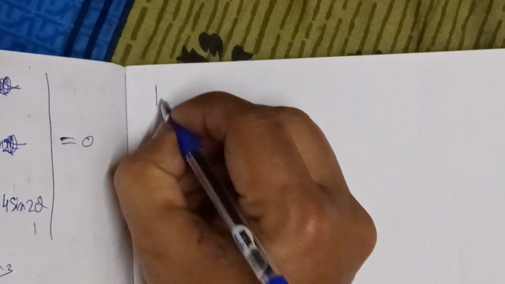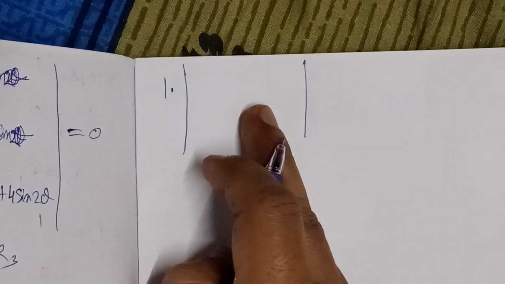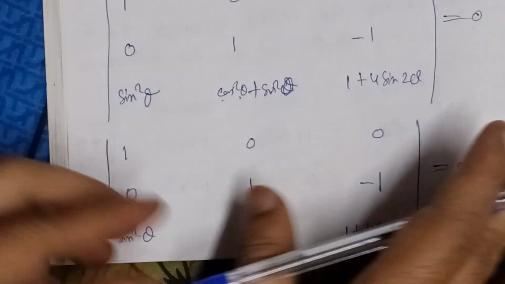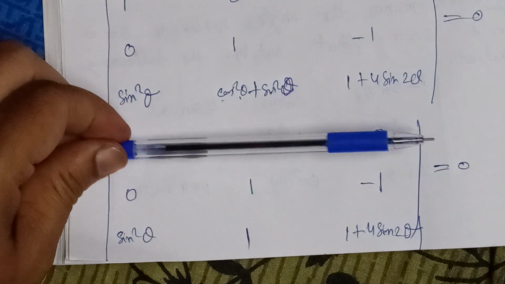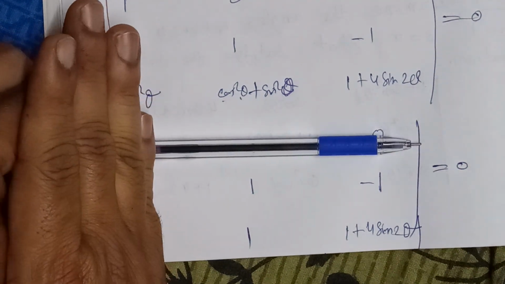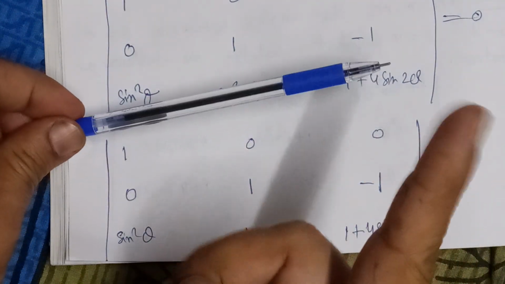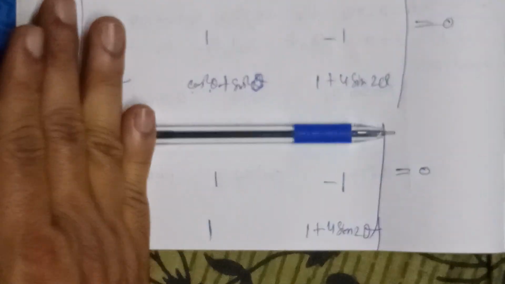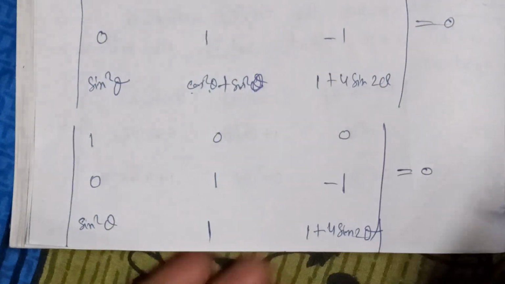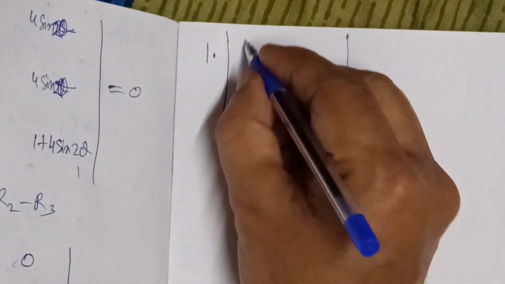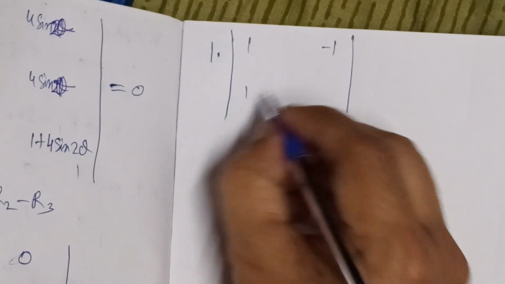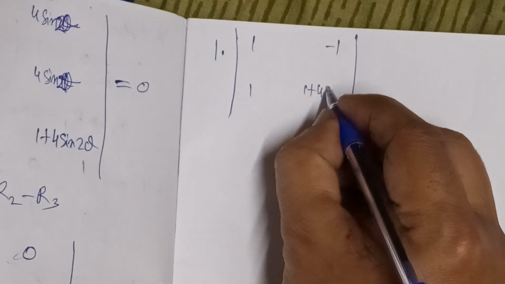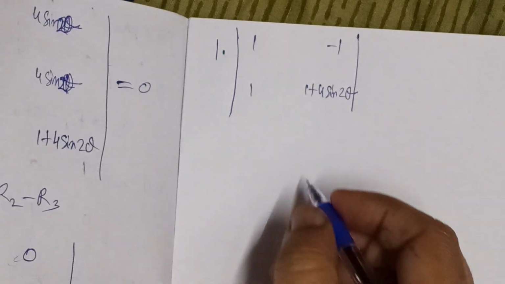So I write 1, and write the second order determinant here after covering the row and column passing through 1, which I write here. After covering, we get this value, which is 1, minus 1, 1, 1 plus 4 sine 2 theta.